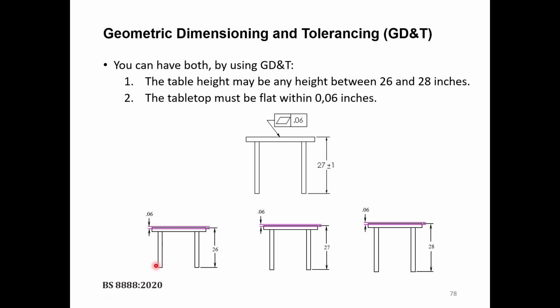This means that, for example, if the height is 26 or 27 or 28, all three of them are going to be accepted, and we should also restrict the flatness of the surface to be within 0.06. So we have two types of constraints now. Any table that is between 26 and 28 is going to be accepted, but we also need to make sure that the flatness of the surface is within 0.06 inches to have a flatter surface. And this is identified on the drawings by what's called GD&T, or the feature control frame here.